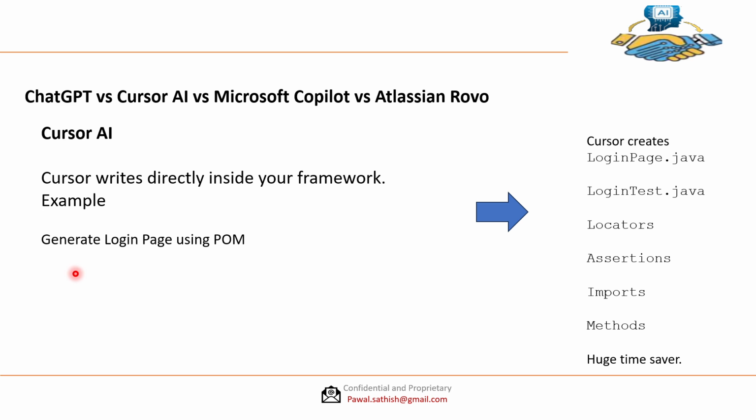Okay, then next is Cursor AI. Here, if you see, Cursor writes directly inside your framework. Like if you give the prompt generate login page using form, Cursor creates everything. Okay, this is very useful, and because of Cursor AI, it increases the productivity. So it will create a LoginPage.java, then LoginTest it will also create it. Locators it will also identify. Assertions it will also put, imports, methods, and it's a huge time saver.